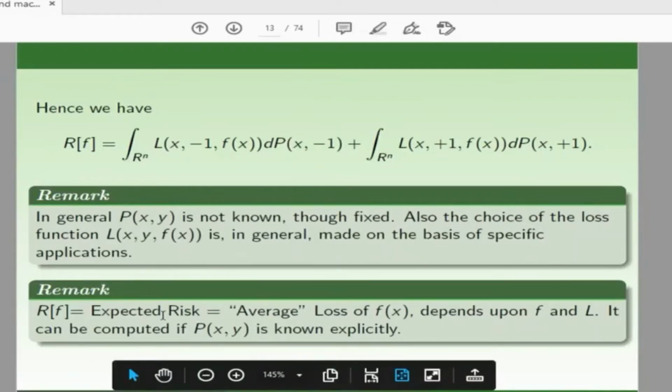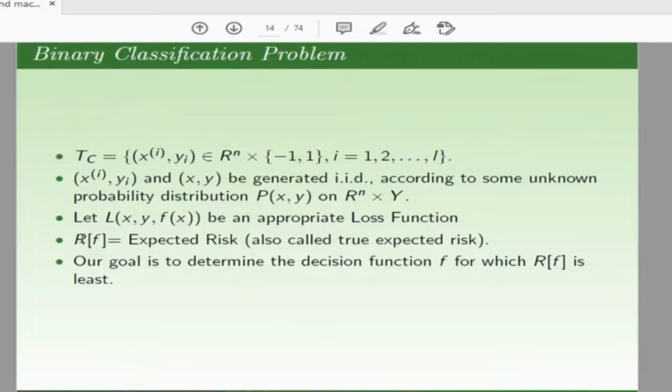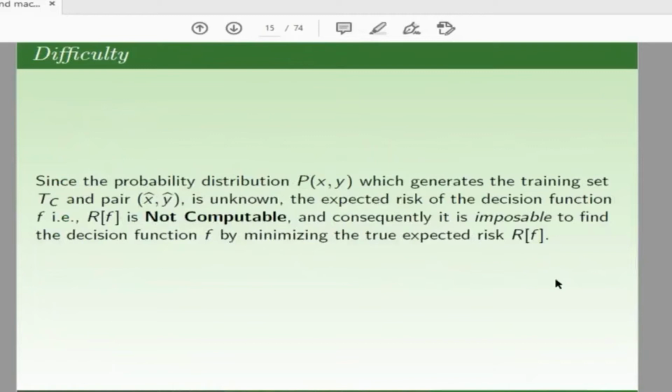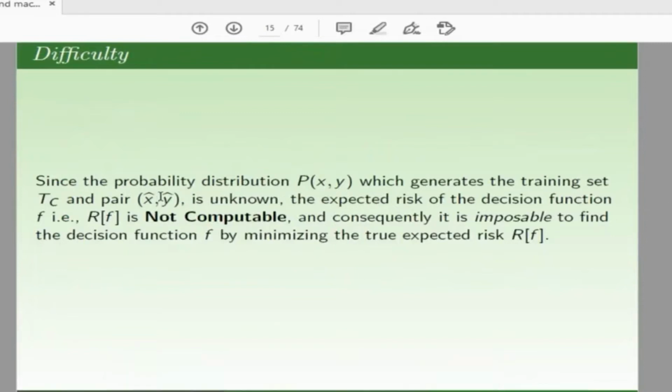So risk is simply the average loss function that we've seen already. This is your binary classification problem. This is the probability P from which you have come. This is the loss function you have chosen, and R(f) is the expected risk. Our goal is to determine the decision function f for which R(f) is minimum. Now this is the main difficulty, again. Since the probability distribution P, which generates the training set and the unknown pair x, y, is not known, the expected risk of the decision function, namely R(f), is not computable. Consequently, it is impossible to find the decision function f by minimizing the true risk R(f). Because P is not known, R(f) cannot be computed, and when R(f) cannot be computed, you cannot find f. So you are trying to attempt something impossible.